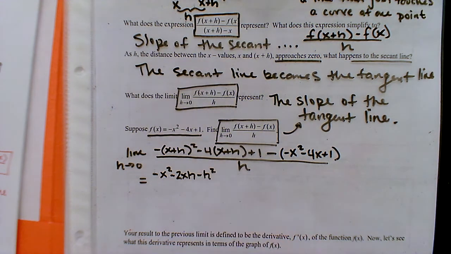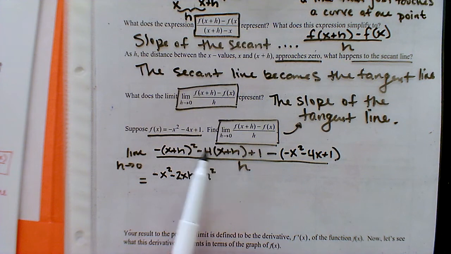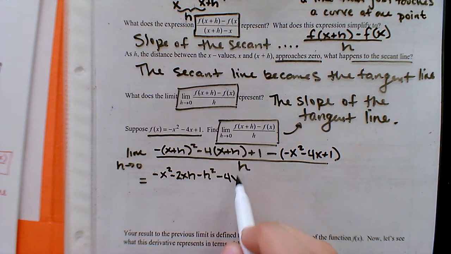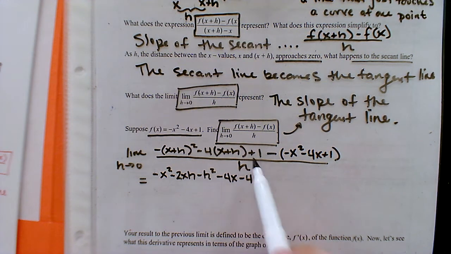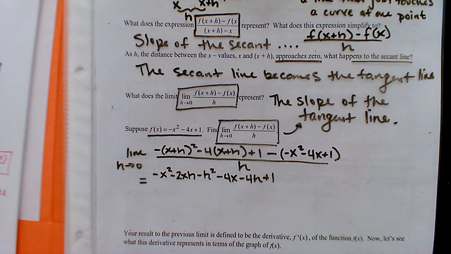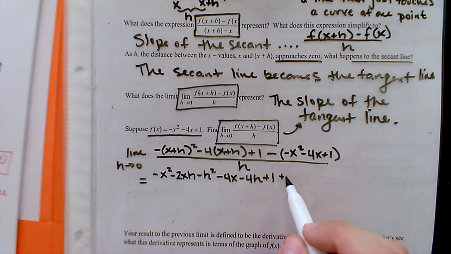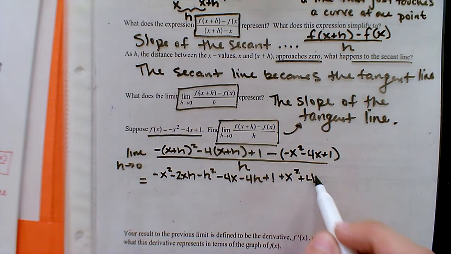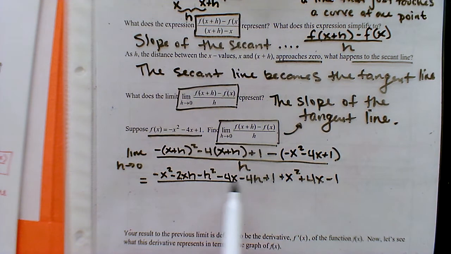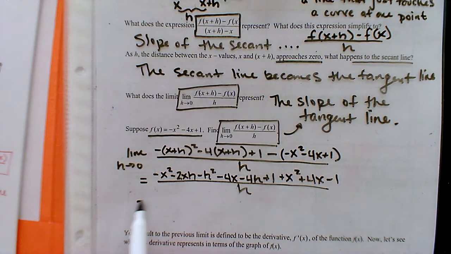Do I need to go through how to get those terms, or are our algebra skills up to par with that? We're okay? Okay. If we continue to go through, we can distribute the negative 4. We still have the plus 1. Next, we have to distribute in the subtraction, which is going to change all the signs. And this is all over h.